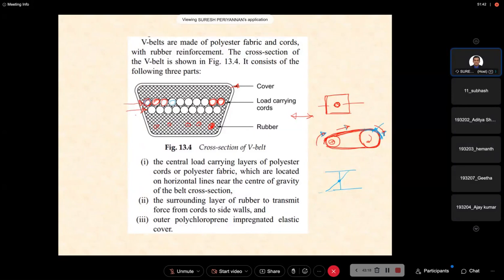While transmitting the power, whenever the belt is crossing the corner region, immediately it will come to the plane. Before the plane bending, after the plane bending, then easily it will come to its original shape. So here the bending is going to be zero. We are only allowing tensile load in these cords. That's why we mostly prefer to design our load carrying cords at the center of gravity of the belt cross section.